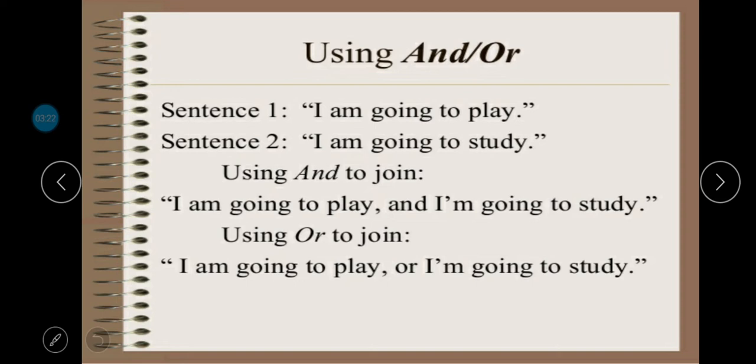Now, when we see sentence number 2, which states, I am going to play or I am going to study, here the choice is given, the option is given, whether I am going to play or whether I am going to study. So, when we use or, the option is there in front of us to choose any one.